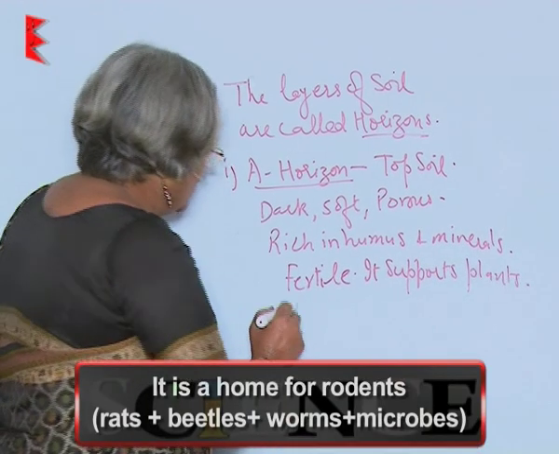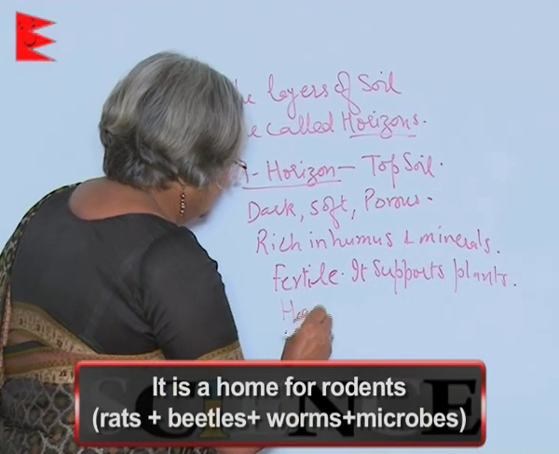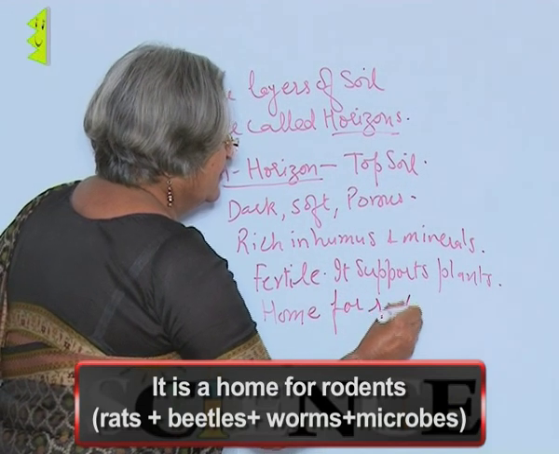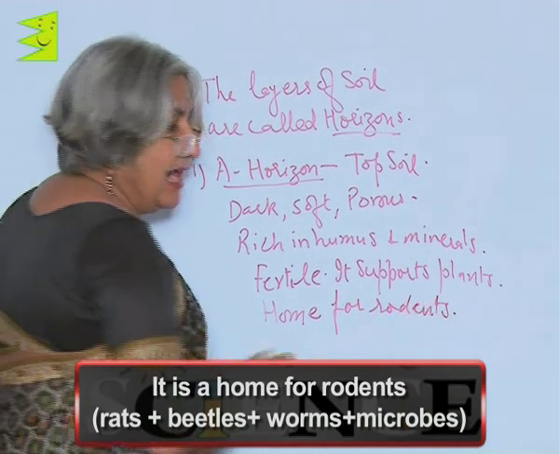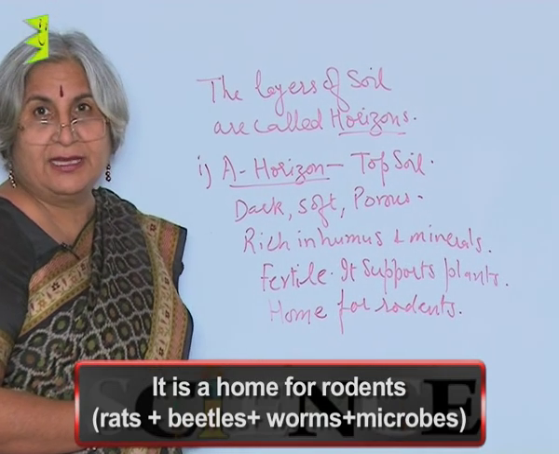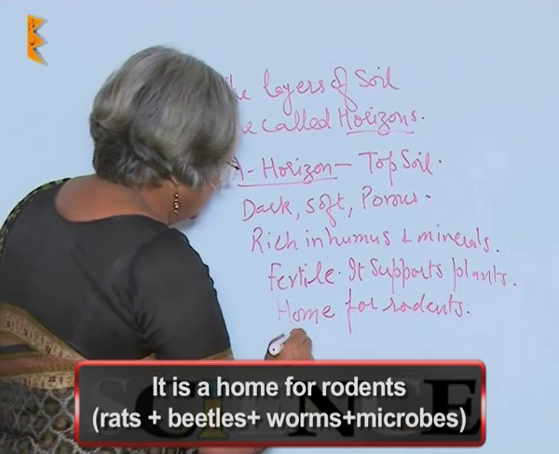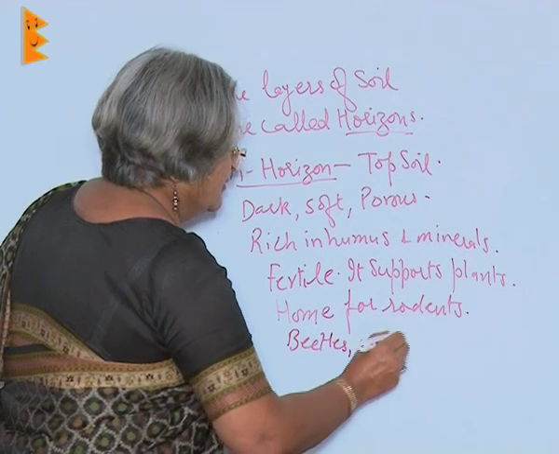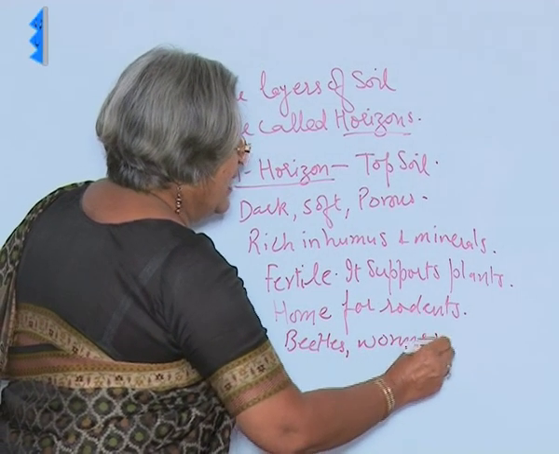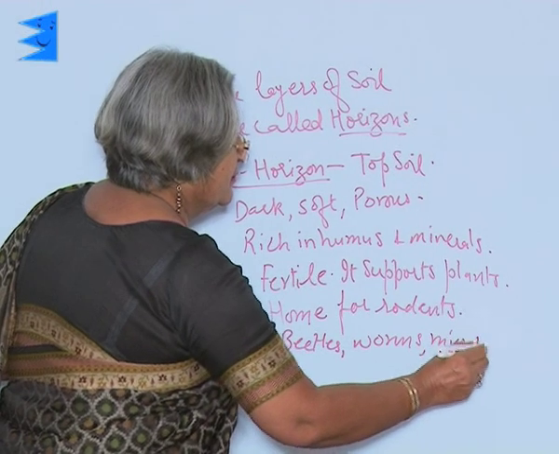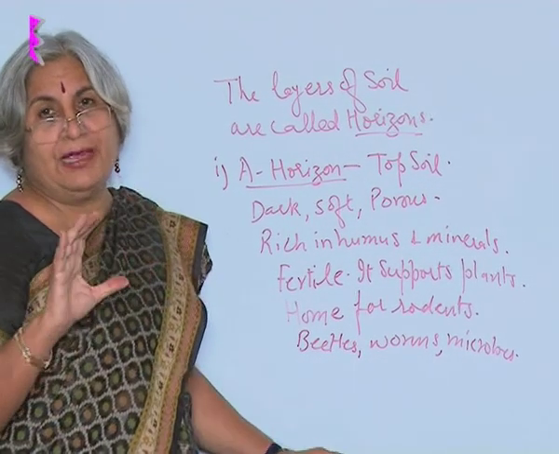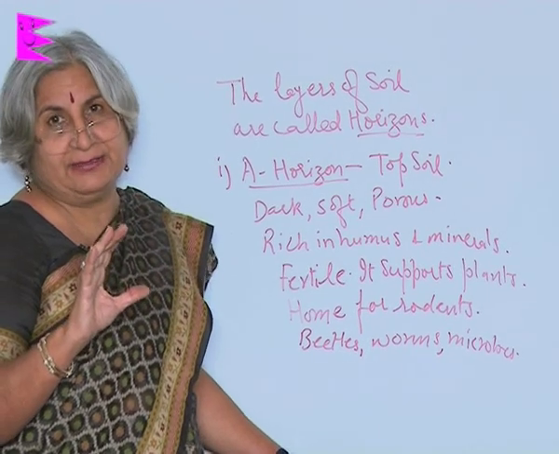Secondly, it is also a home for rodents, that is rats and moles, and also beetles, worms and microbes. So, this is what is the top layer or A horizon.